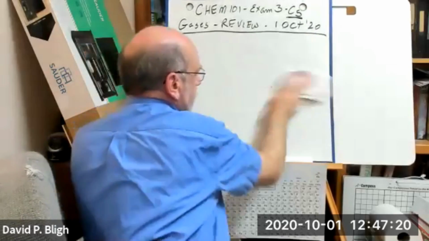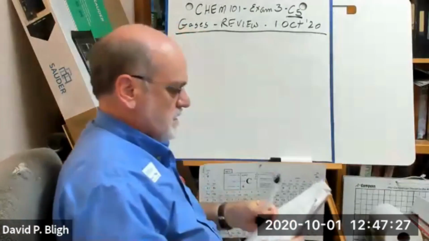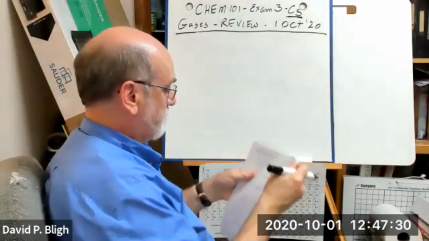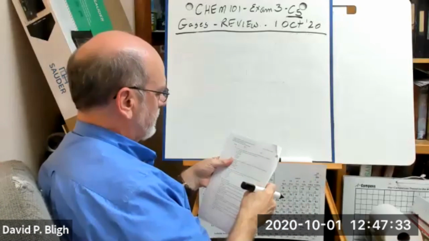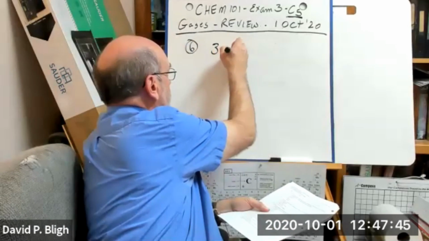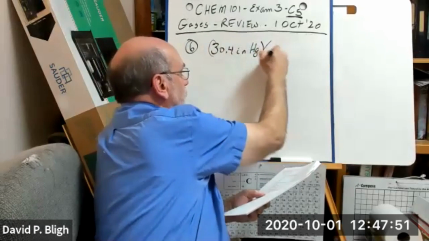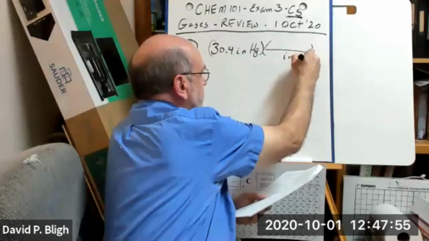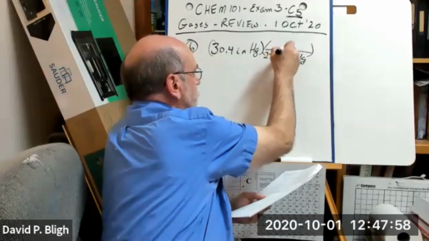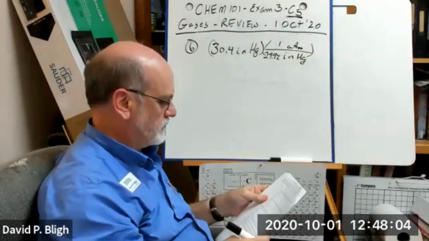So on page 2, and let's see which one I've got marked. 6. Okay, we'll do it. It's another unit conversion. The local weather forecast reports a barometric pressure of 30.4 inches of mercury. So we just need to convert. 29.92. Okay, so it'll be just a little bit less than 30.4.